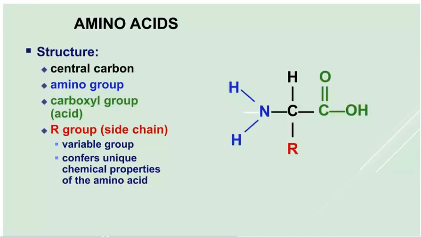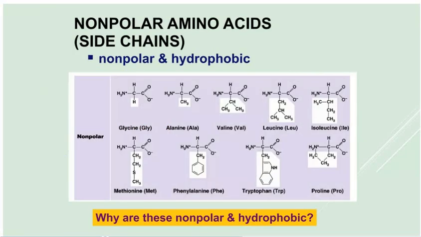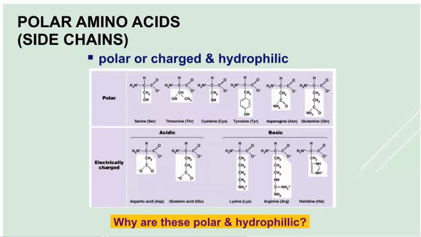Now, amino acid structure: central carbon, amino group, carboxyl group, R group, side chain, variable groups confer unique chemical properties on the amino acids. So non-polar amino acid side chain, non-polar, hydrophobic, you can see here. Why are these non-polar and hydrophobic? Now polar amino acid side chain, polar or charged and hydrophilic. Why are these polar and hydrophilic?